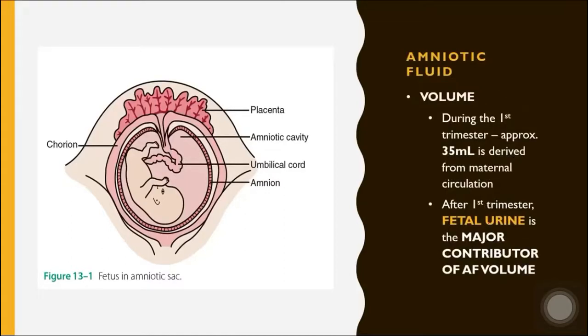So how about the amniotic fluid volume? During the first trimester, approximately 35 ml is derived from maternal circulation. So during the first trimester, the volume of amniotic fluid is determined by the maternal circulation. After the first trimester, the major contributor to the volume of the amniotic fluid is the fetal urine itself. So yung first trimester derived from maternal circulation. After the first trimester, it is dependent on the fetal urine.